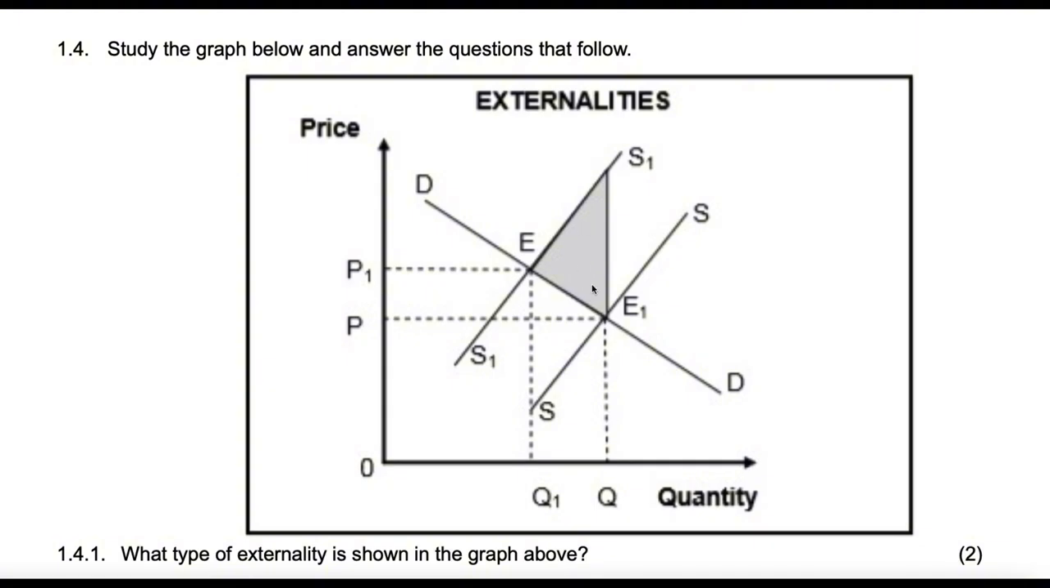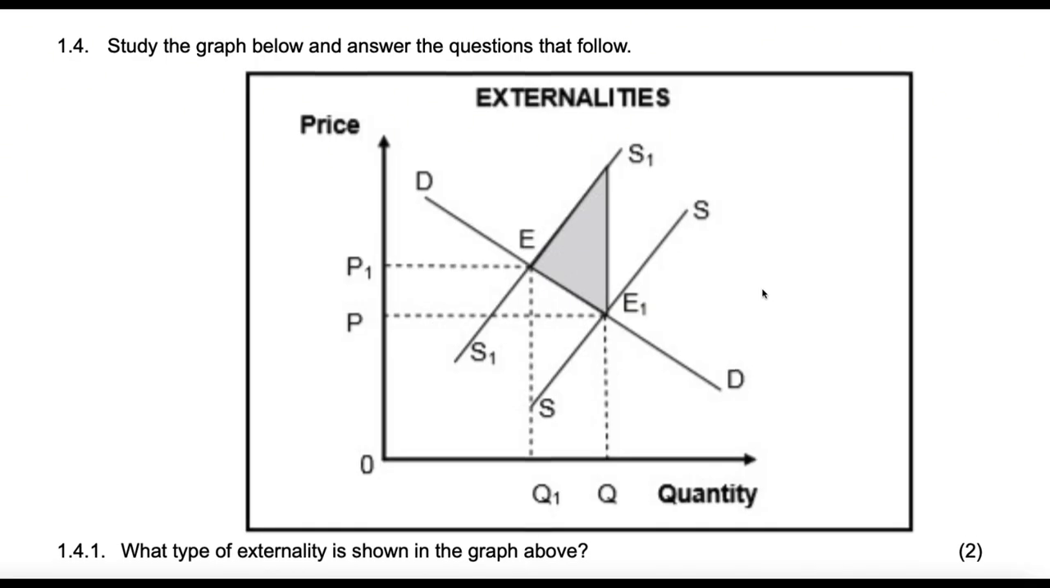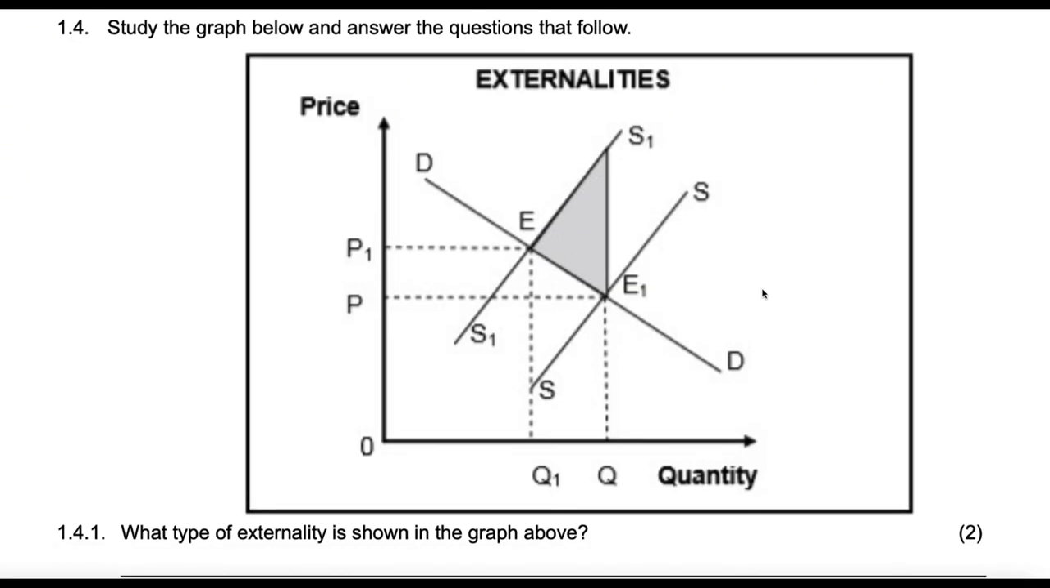And maybe what does S stand for? It stands for marginal private cost. D stands for marginal private benefit, which is equal to marginal social benefit. If you don't understand this, I have videos on this. You can watch them. Maybe you understand in depth. Now let's get to the questions in this particular graph.